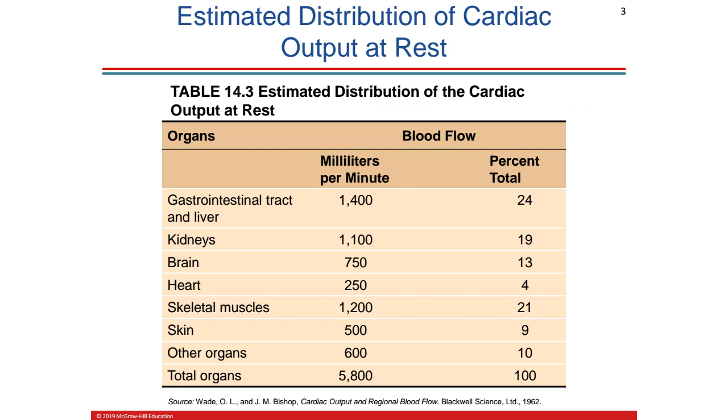This is a table giving the total percentages, which are very similar to the diagram that was just shown. Note that this person's slightly larger. So instead of 5 liters, this is 5.8 liters for this person for the total cardiac output.